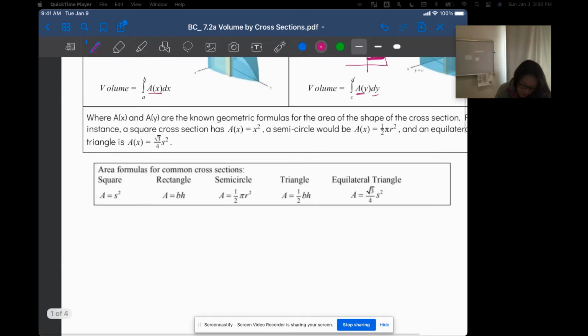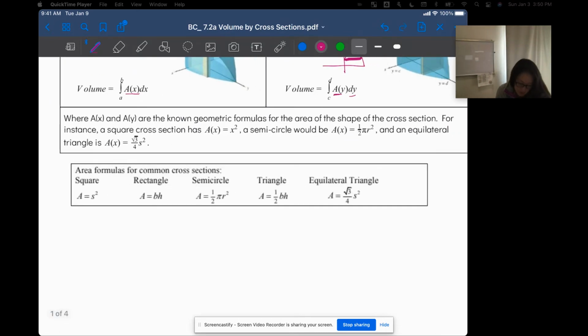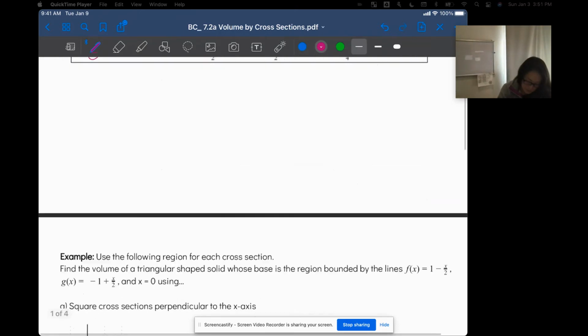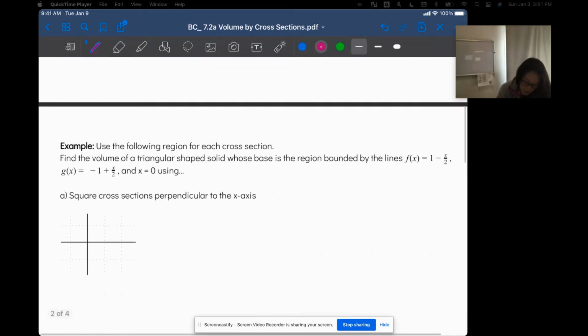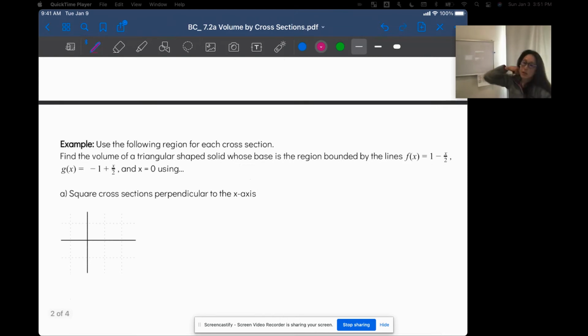Some common formulas that we use: a square has area s squared, where s is the base. You can use whatever letter you want, you can use b squared if you want. The area for a rectangle is a times b, for example. They go on. Well, let's do some examples. All right. In the following, we're going to use the same region over and over and then just use different cross sections being popped out of that region.